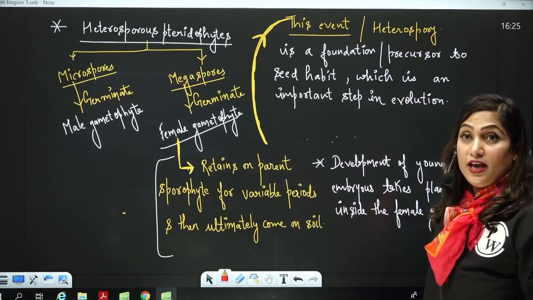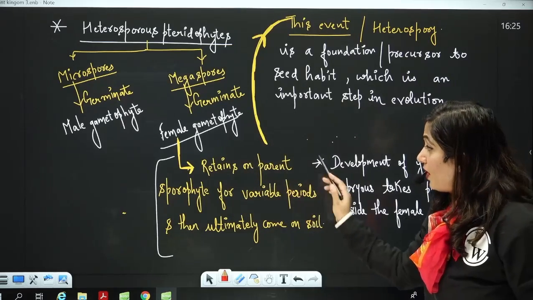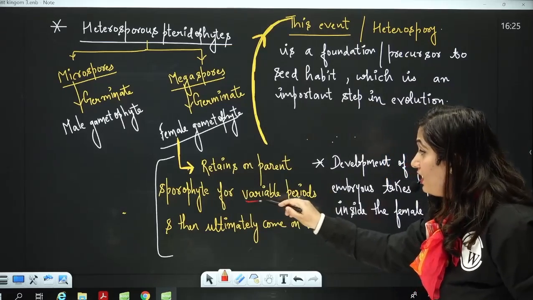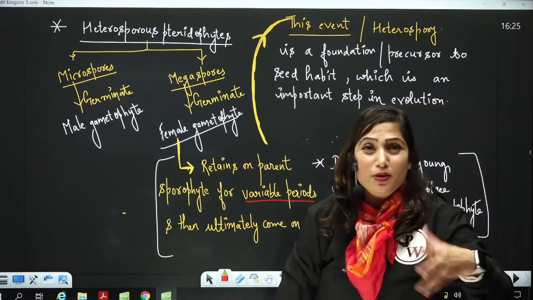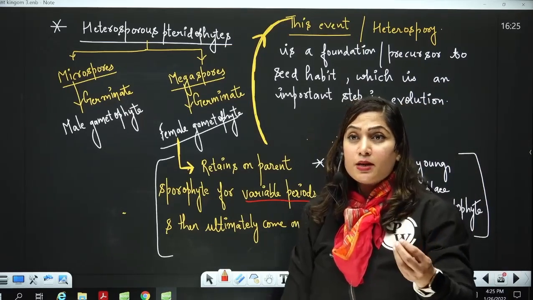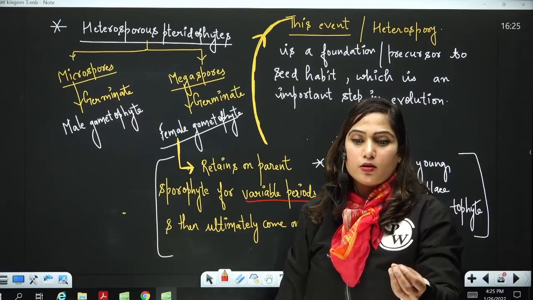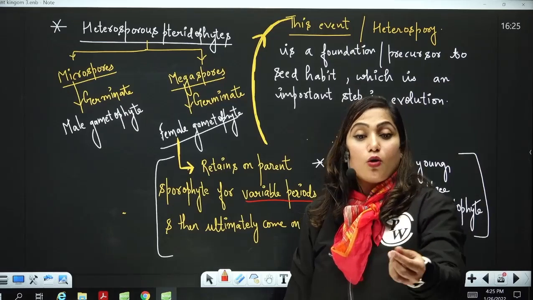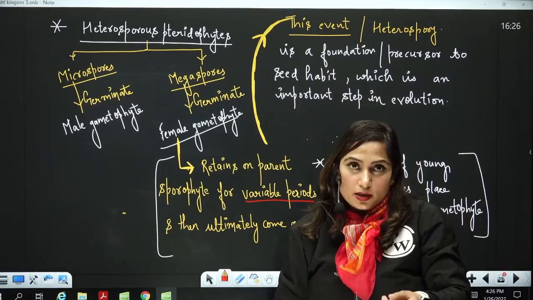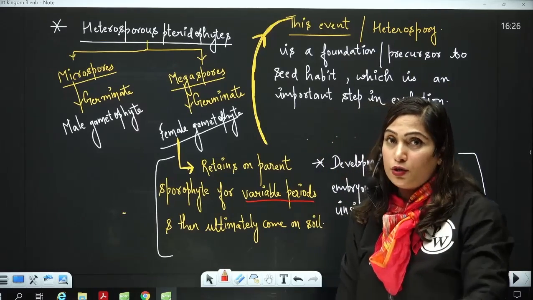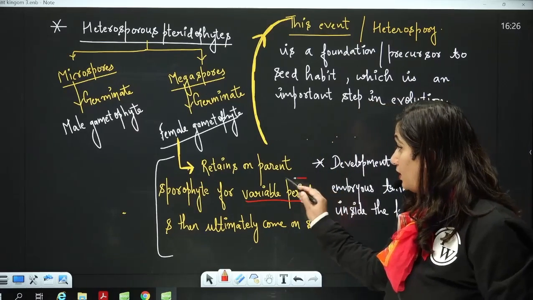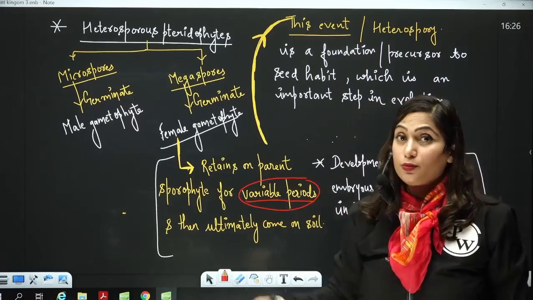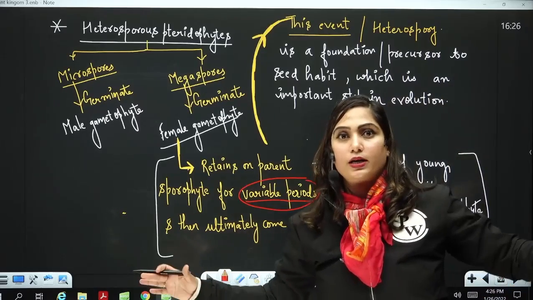Female gametophyte is retained on the parent sporophyte for variable periods. Variable periods means in some species, like Selaginella, it can be present for a longer time, and in Salvinia for a shorter time, but ultimately they have to go into the soil. That means the female gametophyte will not be present on the sporophyte for the whole time.